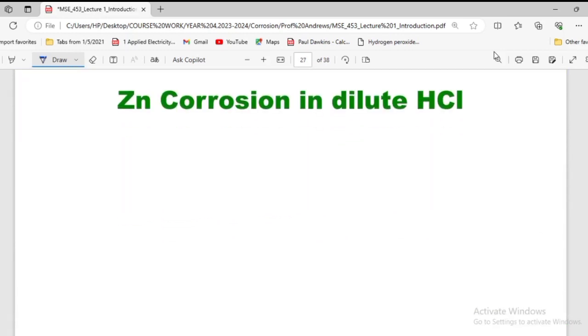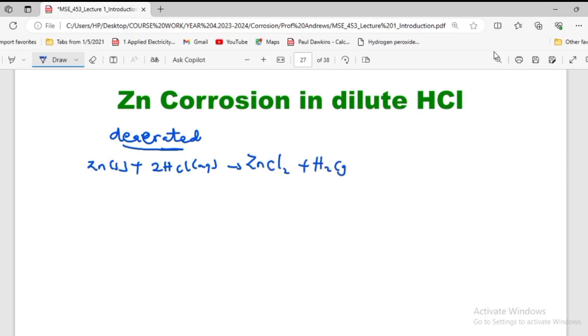Let's look at zinc. That's the corrosion of zinc in what? Dilute hydrochloric acid. Now in this case, what we are going to talk about is what happens when zinc is immersed into deaerated aqueous hydrochloric acid. When we say deaerated aqueous hydrochloric acid, deaerated means there is no what? Oxygen. There is no oxygen. So we are talking about deaerated, no oxygen. And with deaerated, you know that we are going to get this forming. We have the zinc, which is solid, plus 2HCl, which is aqueous, giving you zinc chloride plus hydrogen gas.